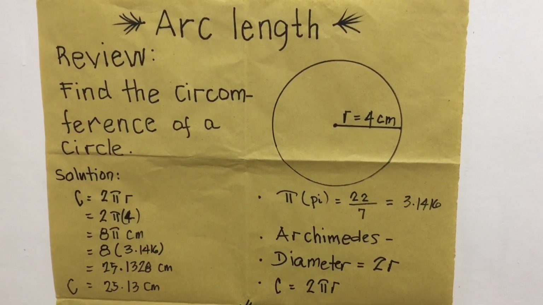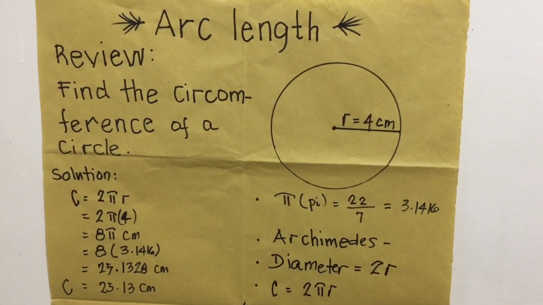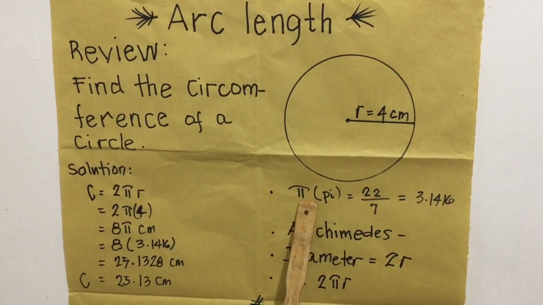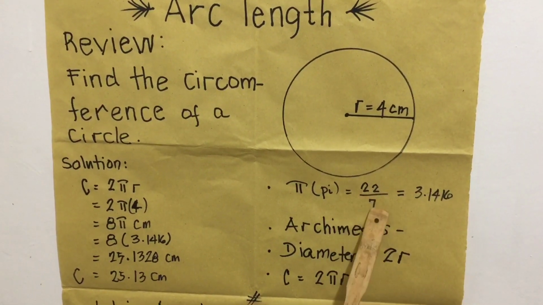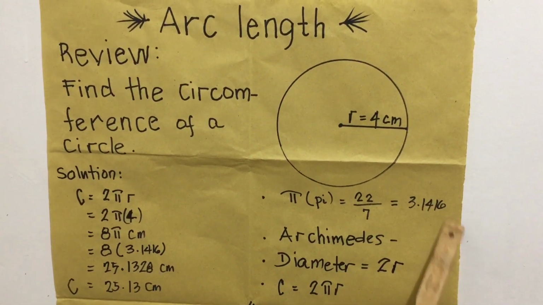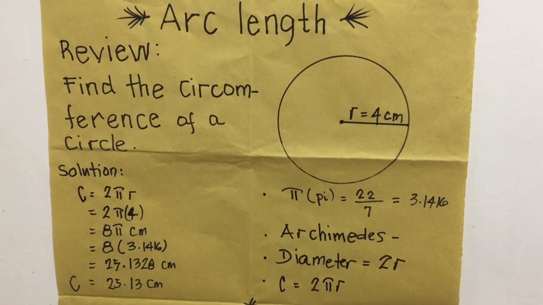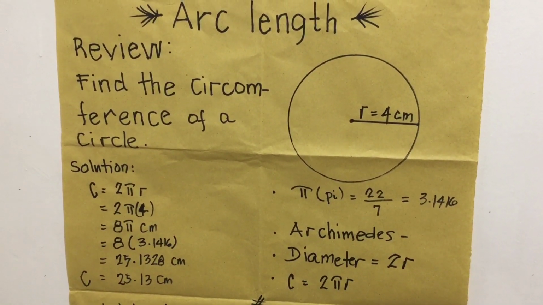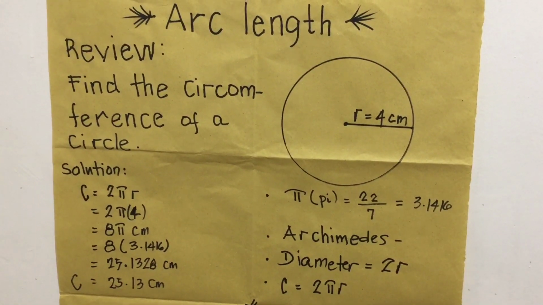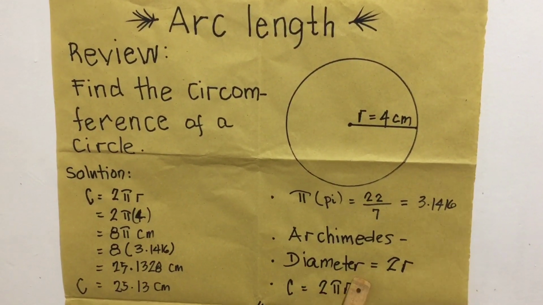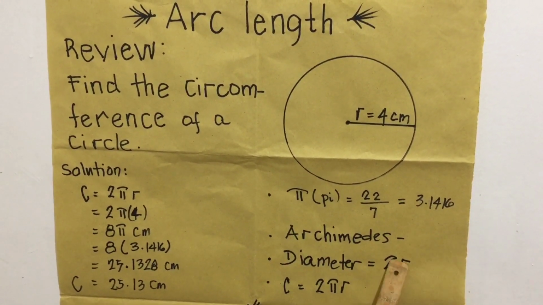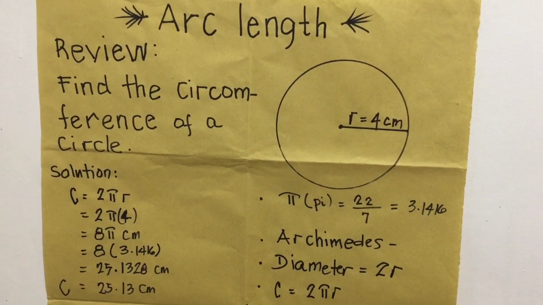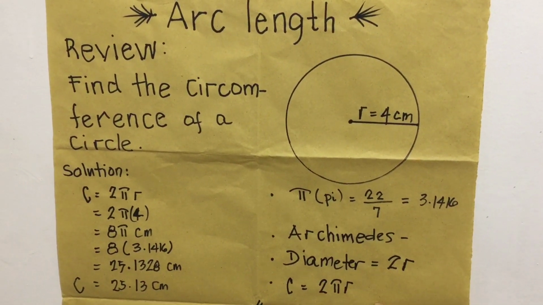And before we're going to use the solution, we will remember the value of the symbol pi: 22/7 in fraction, and decimal is 3.1416. According to Archimedes, a Greek mathematician na nakadiscover ng relationship between circumference and diameter. So the diameter meaning 2 radius, dalawang radius equals 1 diameter, and the formula for circumference equals 2 pi r.